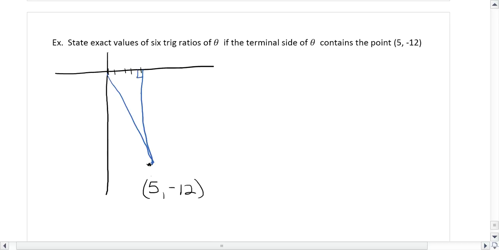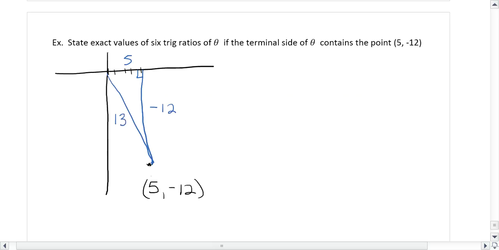Sure wish I could draw with this thing. And label your sides. Here the x is a positive 5, the y, we're coming down negative 12, and we're going to have to find this hypotenuse by using the Pythagorean theorem. 5 squared plus 12 squared, 25 plus 144 is 169, so the hypotenuse here is 13.